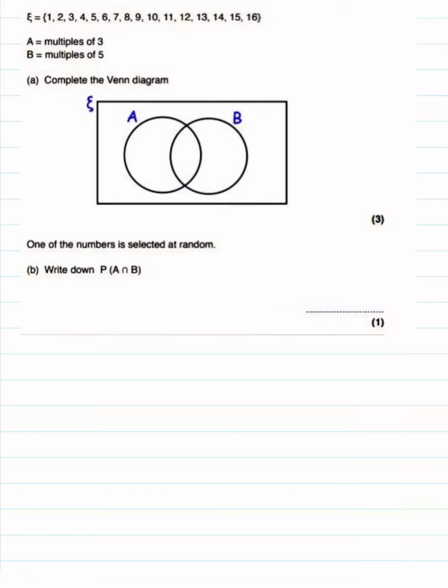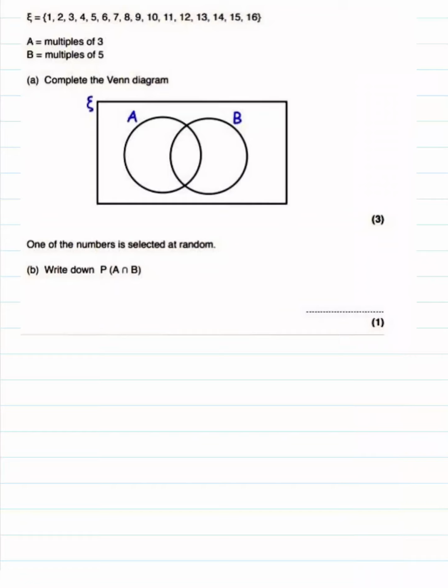In this quick session, we'll smash 3 classic GCSE questions on sets and Venn diagrams, completing a diagram, reading sets from a diagram, and finding probabilities, including conditional probability. Let's go. Question 1 gives us the universal set containing the numbers 1 till 16. And we're told that set A is multiples of 3 and set B is multiples of 5. Part A asks us to complete the Venn diagram.